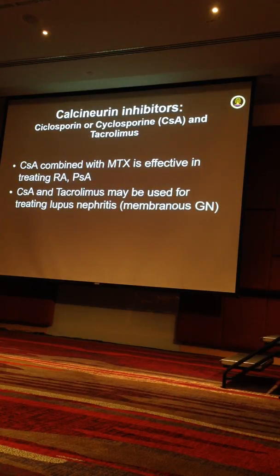For the calcineurin inhibitors, cyclosporin and tacrolimus, they can be used in combination with methotrexate for rheumatoid arthritis and psoriatic arthritis. Both of them can be used in lupus nephritis, especially in membranous glomerulonephritis.